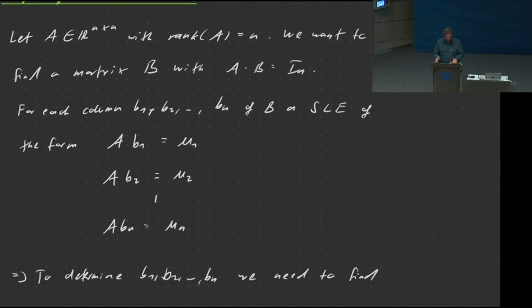Now, if you want to compute the inverse of a matrix, what we have to do is find a matrix B that satisfies this equation here. Well, what does that mean? Let's say this B here consists of columns. We'll call those B1, B2, and so on to Bn. So those are the columns of our matrix B.